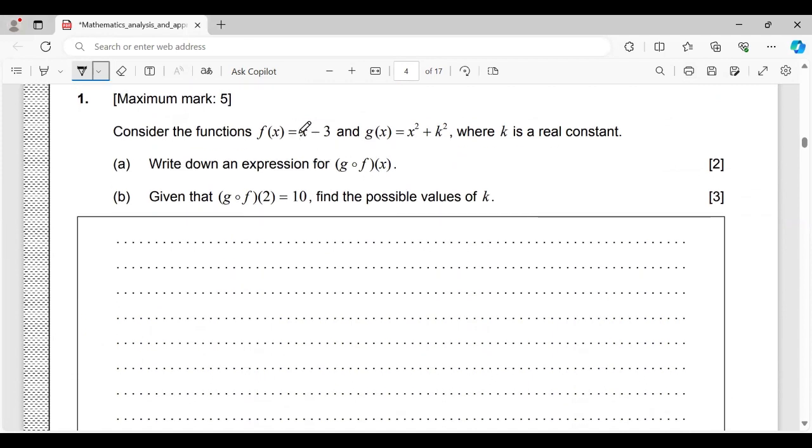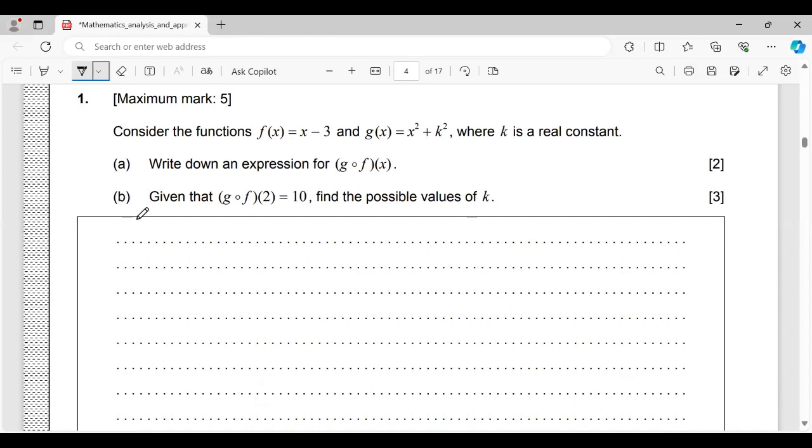Consider the functions f(x) equals x minus 3 and g(x) equals x squared plus k squared, where k is a real constant. Write down an expression for the composition function g∘f(x), given this composition function, (g∘f)(2) equals 10. Find the possible values of k.